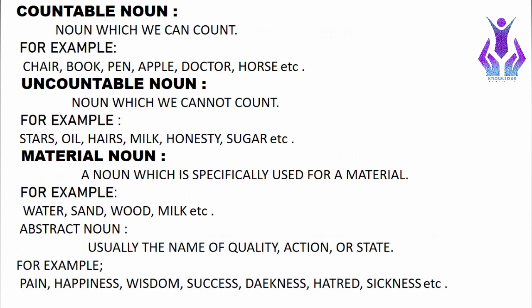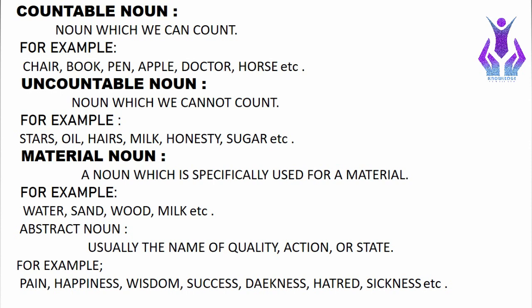The next one is abstract noun, usually the name of a quality, action or state. The noun which we cannot see or touch is called abstract noun. For example, pain, we cannot see pain, we cannot touch pain, we can just feel that pain. Happiness, wisdom, success, darkness, hatred, sickness, etc. There are many examples of nouns. We can have thousands of examples.